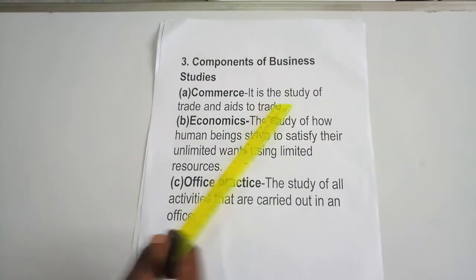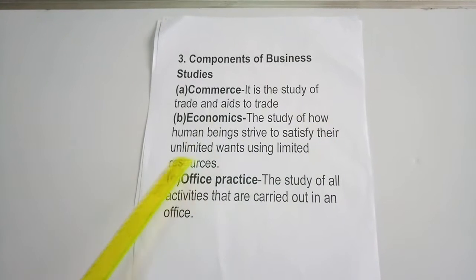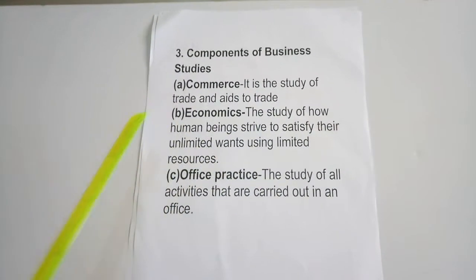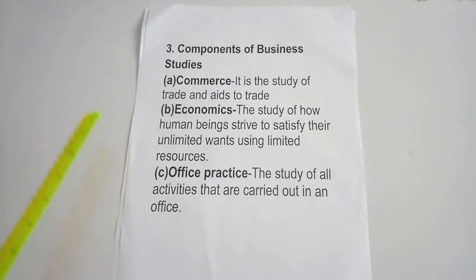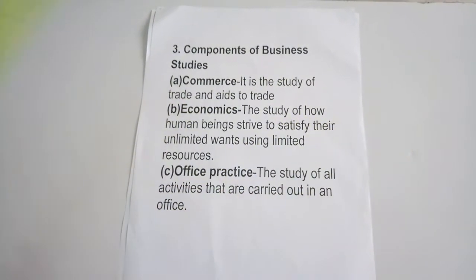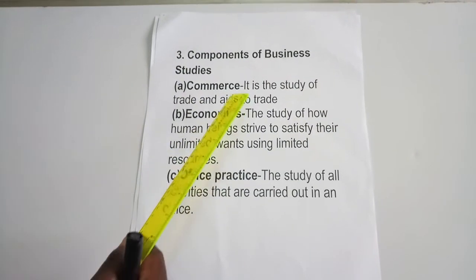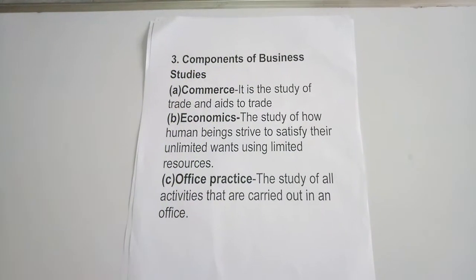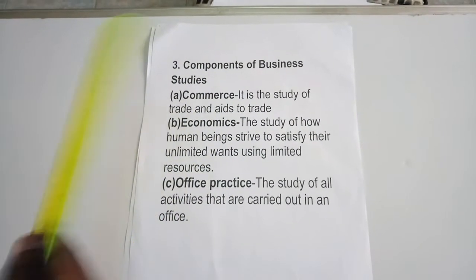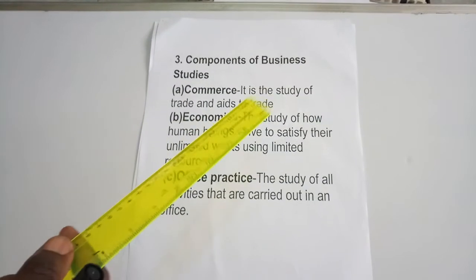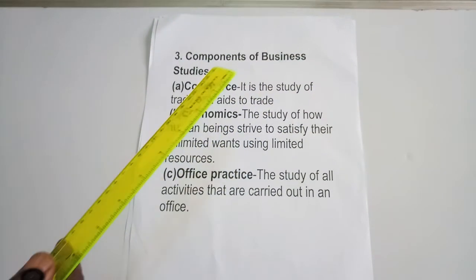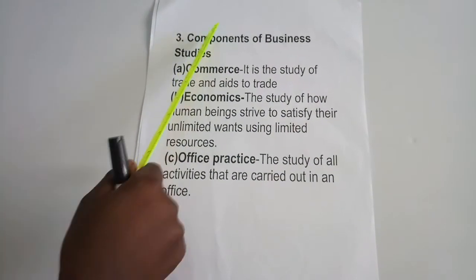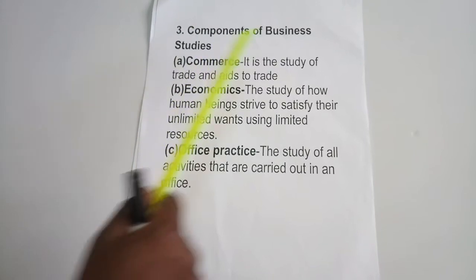What about aids to trade? Aids to trade refers to activities which enable trade to take place in a more effective manner. They include things like transport, communication, etc. If you're keen, most of this is covered in Form 2. Having defined trade, we shall cover home trade in Form 1 and international trade in Form 4. So at least that takes care of the component of business studies called commerce.